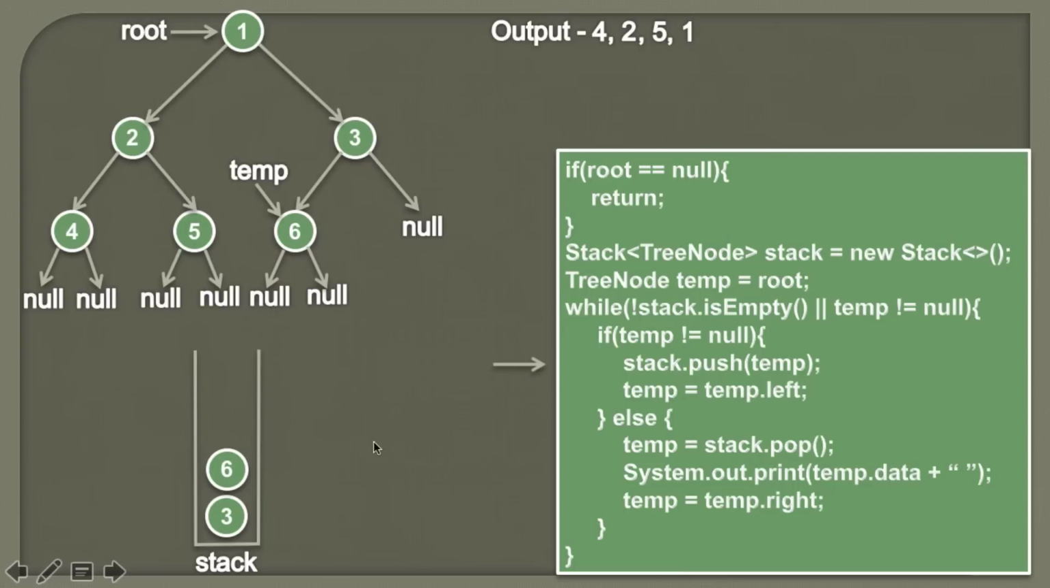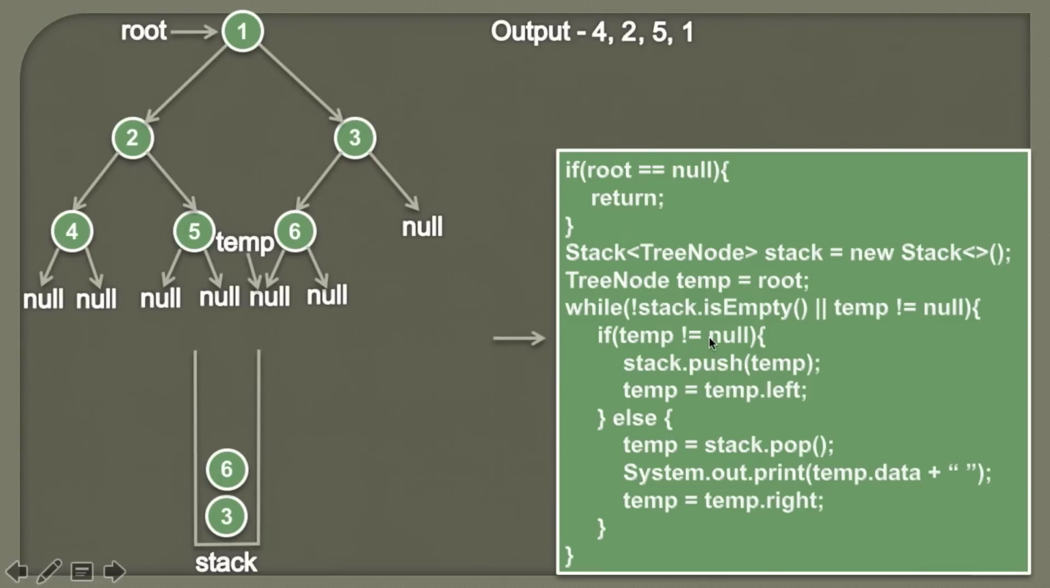So after pushing the node 6 on the stack, we simply go to its left subtree. So now temp will point to the left of the node 6, which is null. Moving ahead, now currently stack is not empty, but temp is pointing to null. Therefore the overall condition comes out to be true.